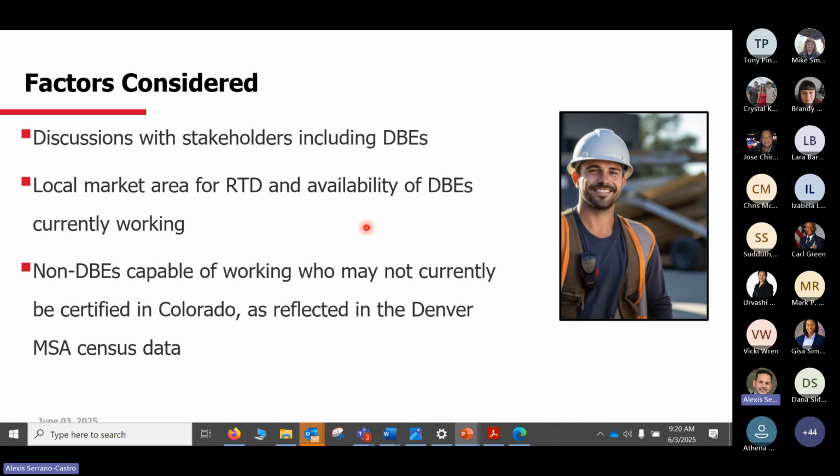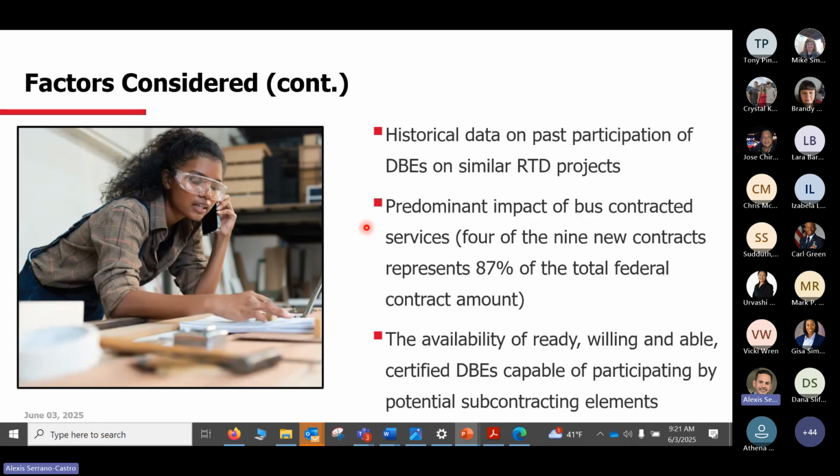We also look for the non-DBEs that might be certified. Again, even if we certify more firms, or City and County and CEDA, the 2 certifier agencies in the state, even if they certify more, the numbers are driven by the scope of work. And the scope of work already has a very specific percentage. So we won't be able to increase the percentage of that particular work, even if we add more DBEs in those scopes. Other factors, like I mentioned, historical data on RTD projects.